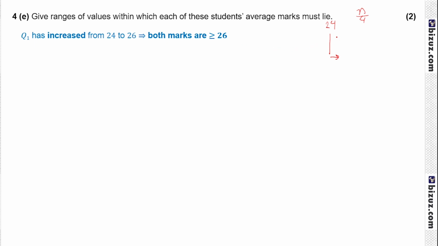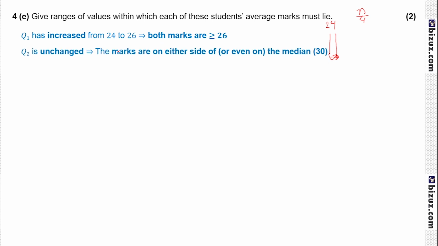Why? Because if there was a 25 among them, as I've said, the position can only at most increase by 1. So if one of these 2 marks was 25, Q1 would actually be 25 right now, but it's 26. So maybe none of them are 26, maybe they're even greater, but at the very least they need to be greater than or equal to 26. All right, so that's the information from there.